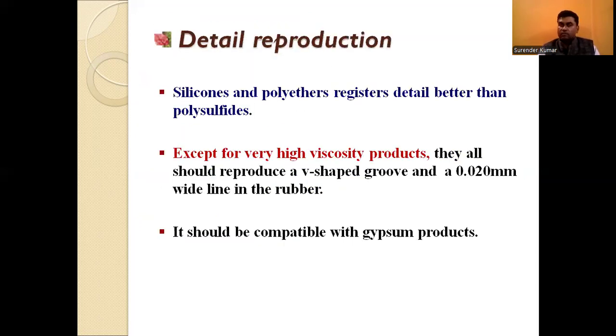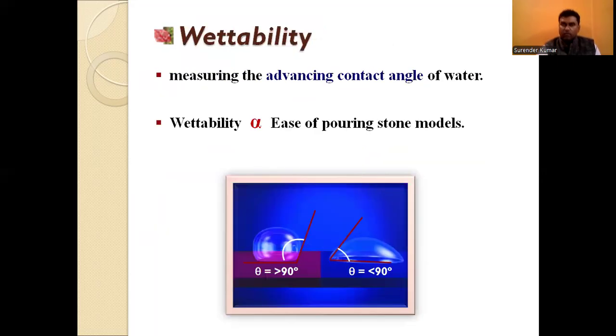Detailed reproduction. Silicones and polyethers register details better than polysulfide. Except for very high viscosity products, they all should reproduce a V-shaped groove and a 0.02 mm wide line in the water. That means this much accuracy should be there. It should be compatible with gypsum products, which is very important.